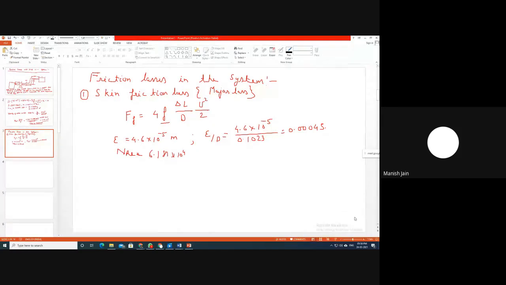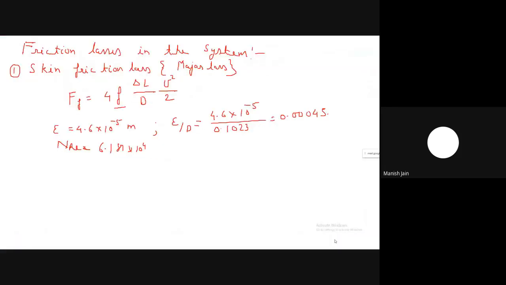Okay, so now you can use the Moody's chart. How to use the Moody's chart? Basically, the Moody's chart is a log chart. On the y-axis, you have the logarithmic value of f, small f. On the x-axis, you have the NRE. Then you have curves which represent different psi by d values.